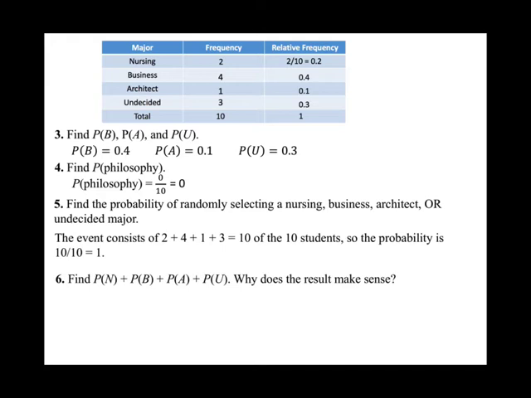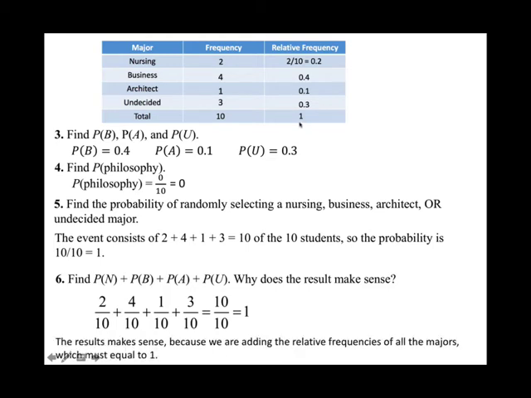Okay, number 6. Find the probability of nursing plus business plus architect plus undesign. So meaning we want to add it all up from here. That will be equal to 1, right? Why does the result make sense? Because we know that the sum of all the relative frequencies has to be equal to 1. We just add up all the relative frequencies together, and we know it has to be equal to 1.